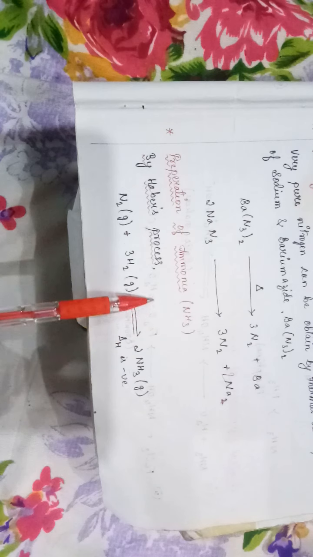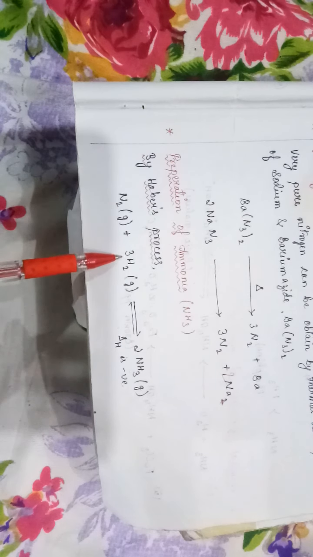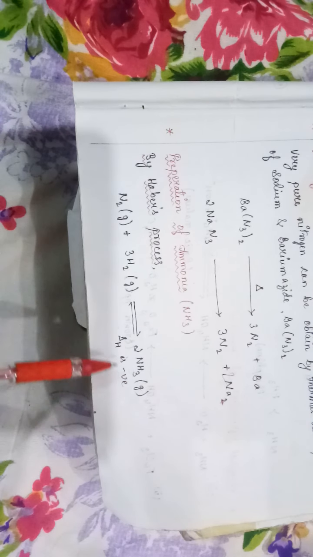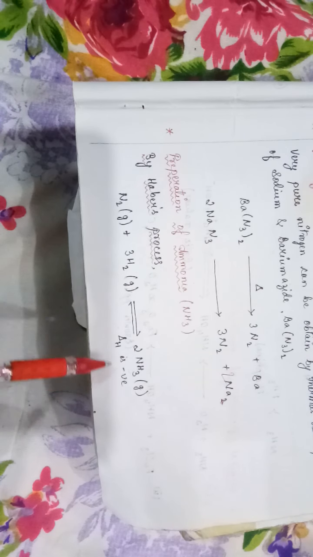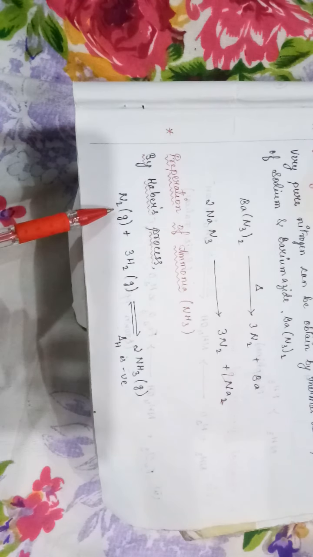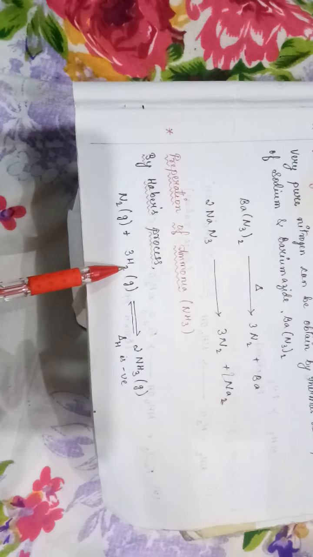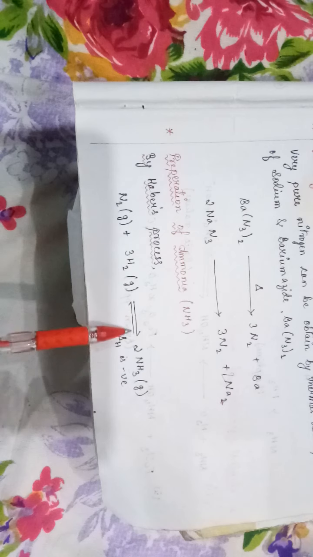Preparation of ammonia. Preparation of ammonia we have already discussed in 11th also. By Haber's process you can prepare ammonia. It is N2 gaseous plus 3H2 gaseous reversible to 2NH3 gaseous, and delta H is negative, meaning this reaction is exothermic. One point student remember: since it is exothermic, low temperature will favor the reaction. On the reactant side there are 1 plus 3, that is 4 gaseous particles, and on the product side there are 2 gaseous particles. So if pressure is increased, the reaction proceeds in the forward direction. So high pressure and low temperature are the favorable conditions.